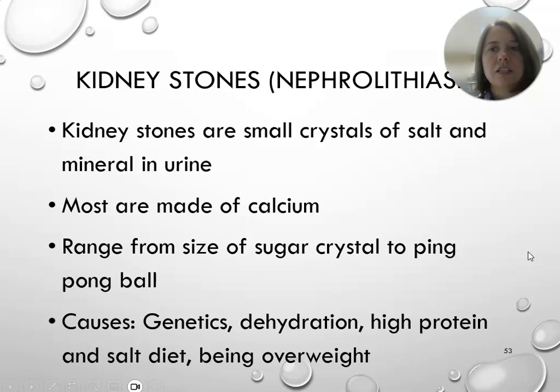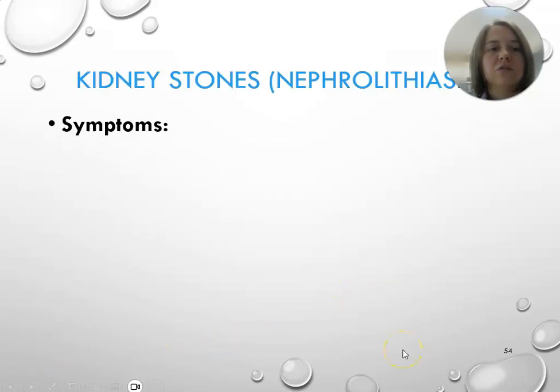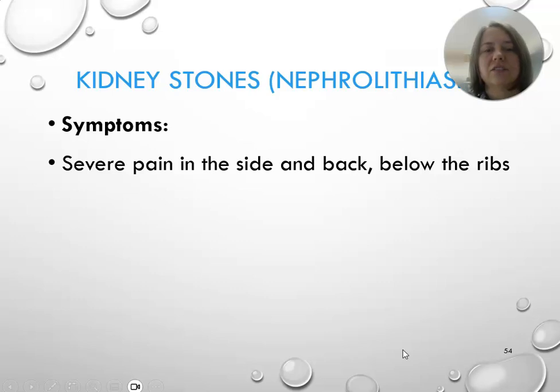So what causes these? Well, some people are more genetically predisposed to it. Dehydration, drink water. Having a high protein diet, having a lot of salt in your diet, and being overweight makes it more likely you will get a kidney stone. Well, how do you know if you have a kidney stone? They will cause severe pain in the side and the back below the ribs.